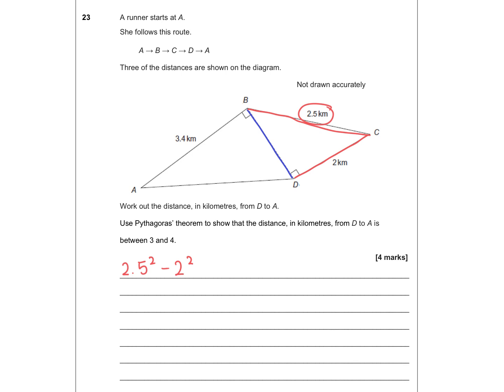2.5 squared minus 2 squared, which is going to give us 2.25. And then remember, that's not actually how long that blue side is. When we're squaring things, we have to undo that. So the square root of 2.25 is 1.5. And so now this blue side right here is 1.5 kilometers.